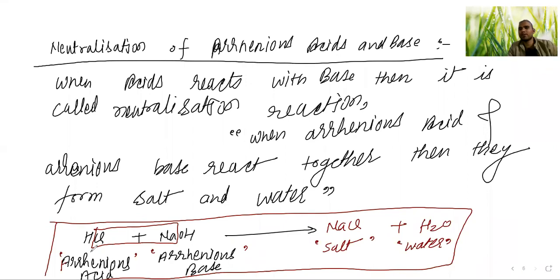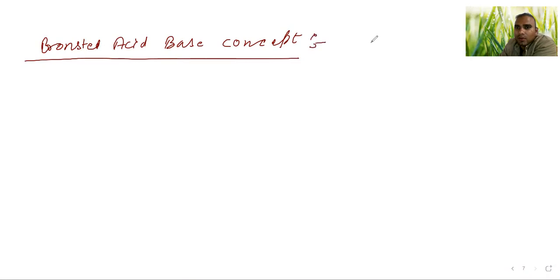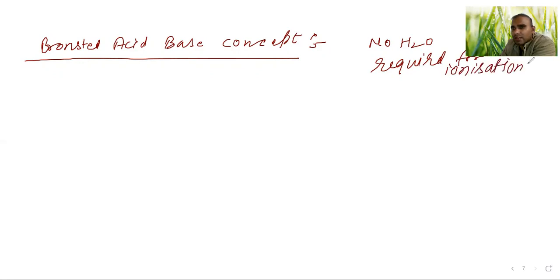Okay, very good. So this is the Arrhenius acid base concept, over. Now we need to study the Bronsted acid base concept. Here is what they are saying: no H2O is required for ionization. This is the case.